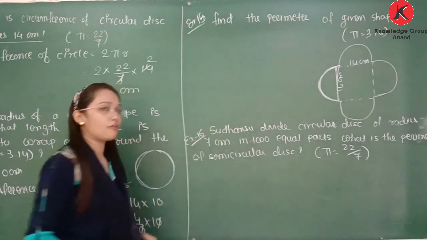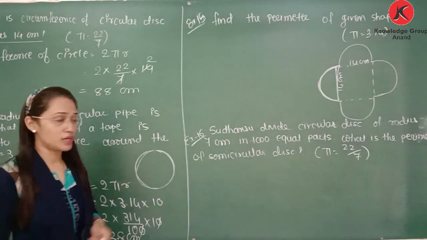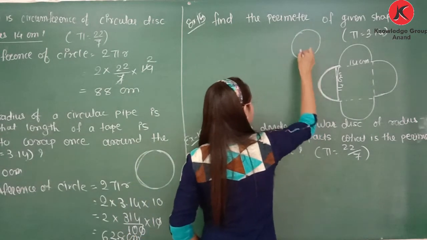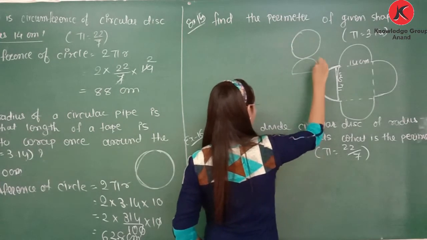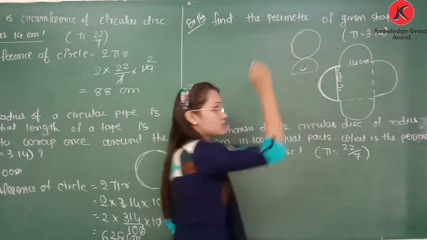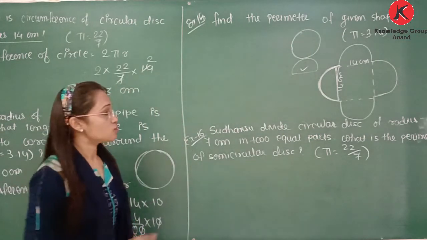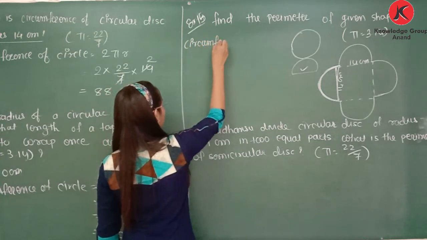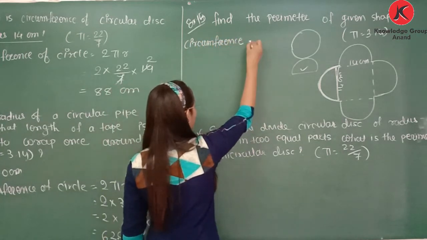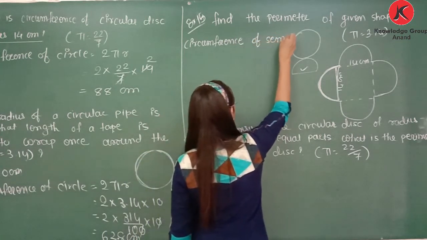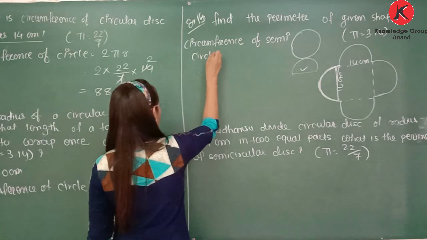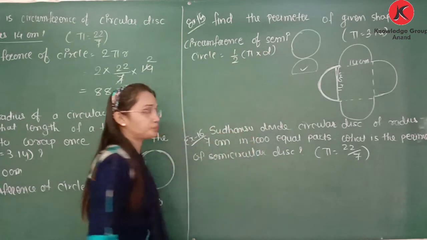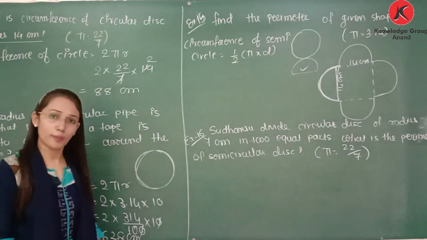Okay, so it is half of the circumference of the whole circle because this is a semicircle. If we consider this as a circle and the circumference of this circle is 2 pi r, then this will be half of this circumference. Okay, so that's why we can find the circumference, or you can say perimeter, of a semicircle: 1 by 2 pi multiplied by d.